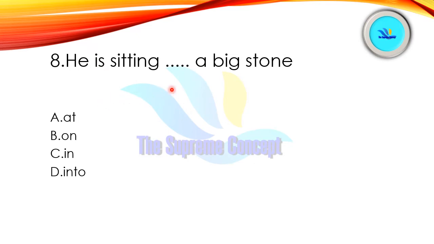He is sitting dash a big stone. This is based on prepositions, and the options are as follows: at, on, in, into. Alright, option number B, on, is correct here, because we sit on a big stone, not in a big stone or into a big stone. On is actually the most appropriate answer here.